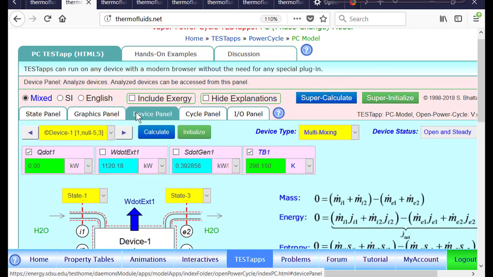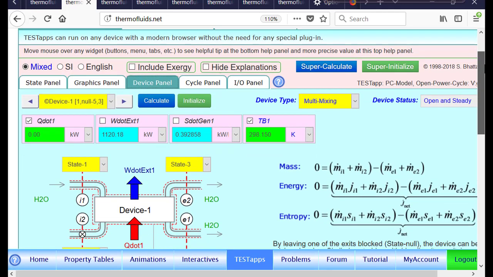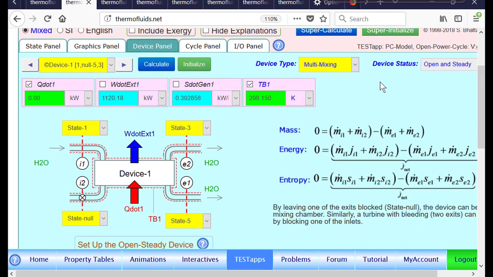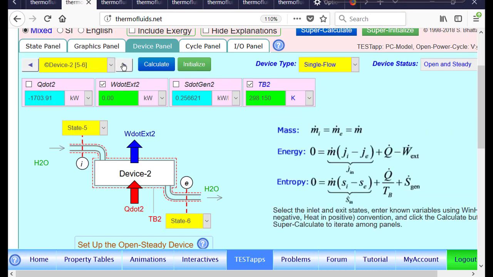In the device panel, we can set up all devices. Device 1 is our turbine. It's a multi-mixing device, as you can see, because we can choose the type of device here. There is one inlet and there are two exits for this turbine. Heat transfer being 0, work is calculated. That's quite simple. Device 2 is the condenser. Yes, 5 to 6 is the condenser. So heat transfer is calculated. There is no work transfer.